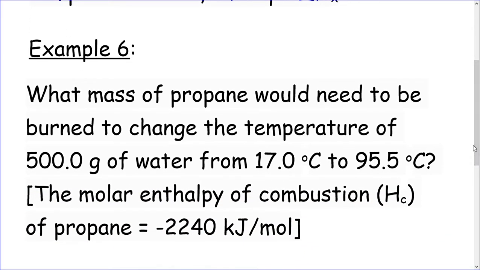So we're going to use this example. What mass of propane, so again we've done propane a couple of times, would be needed to be burned to change the temperature of 500 grams of water from 17 degrees Celsius to 95.5 degrees Celsius? So we're talking mass of propane, and it's being burned to heat up water. Think of a gas stove, for instance. The molar enthalpy of combustion, Hc, works out to be negative 2,240 kilojoules per mole in this case.